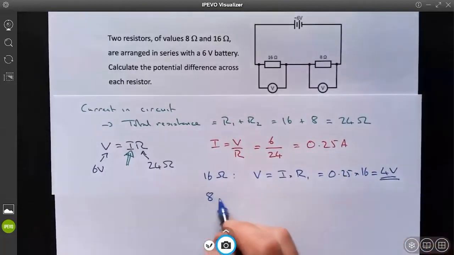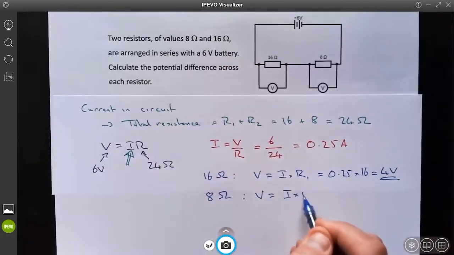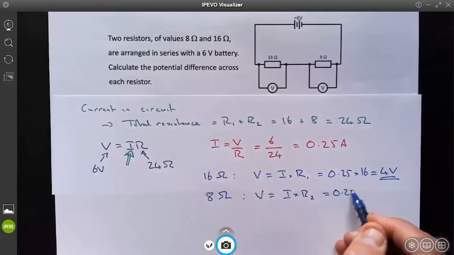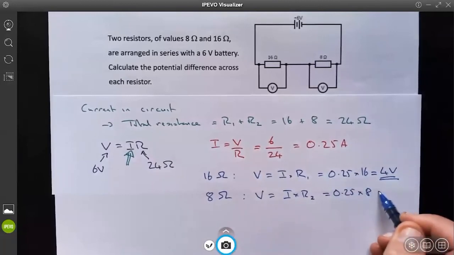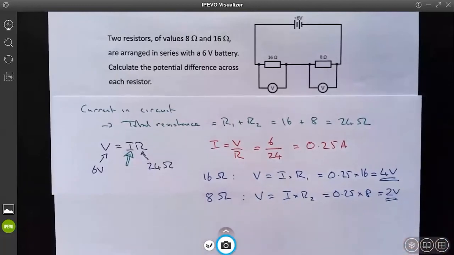For the 8 ohm resistor, we do the same thing again. The current multiplied by the resistance, which is 0.25 times 8, which is 2 volts. And you'll notice as well that if you take the 2 volts and the 4 volts and add them together, you get back to the 6 volts, which is the potential difference across both of those resistors in series.